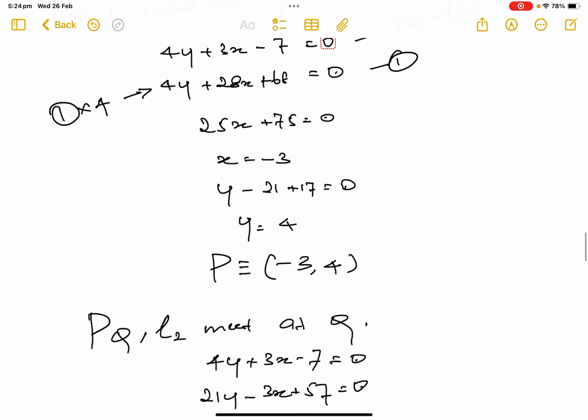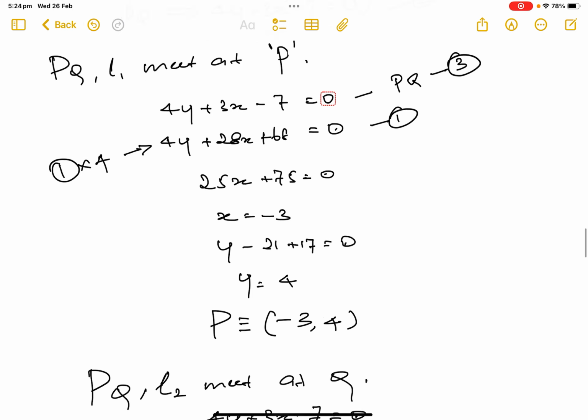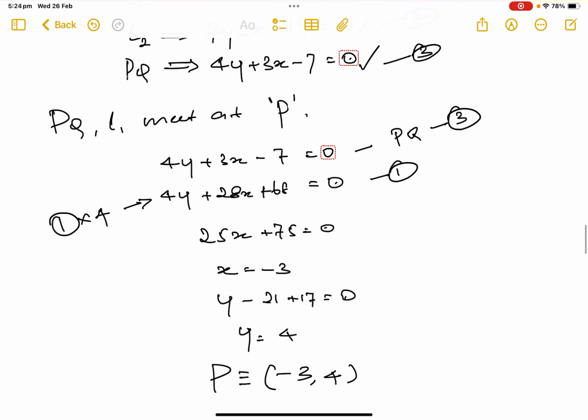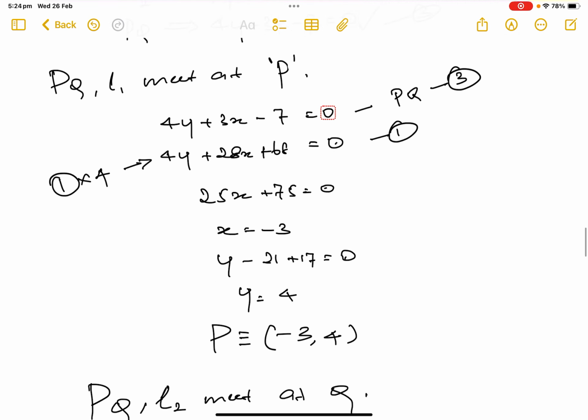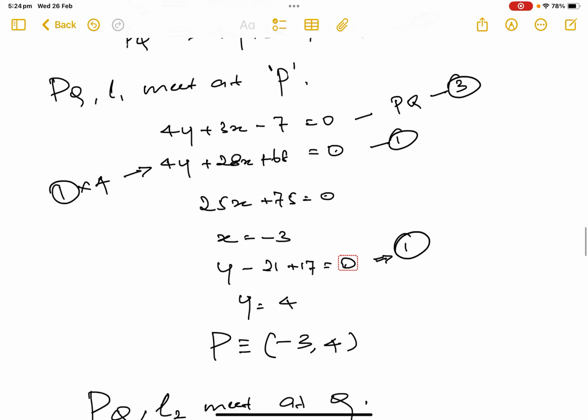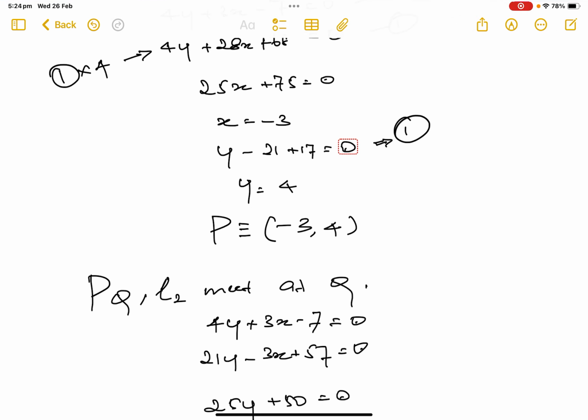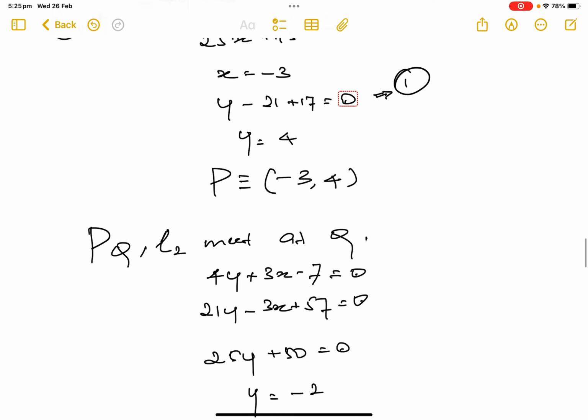Y equals, and you just substitute that. Y minus 7x, y minus 3. So this is equation 1. If you substitute that, y minus 3 times 7, minus 3 times 7 is 21 plus 17, as in equation 1. From that, y equals 4. So the coordinates of P are minus 3, 4. That is one of the questions asked.